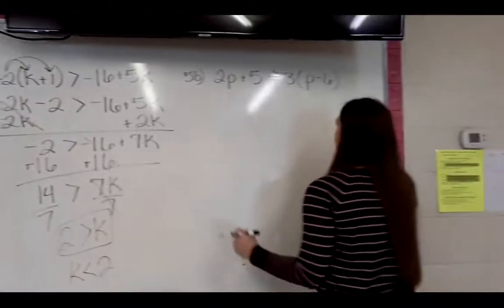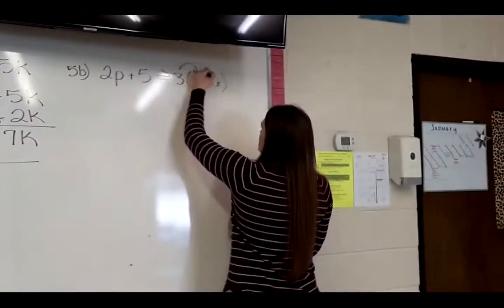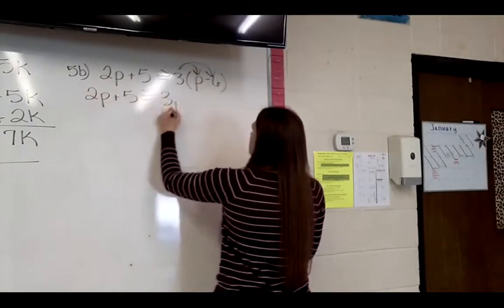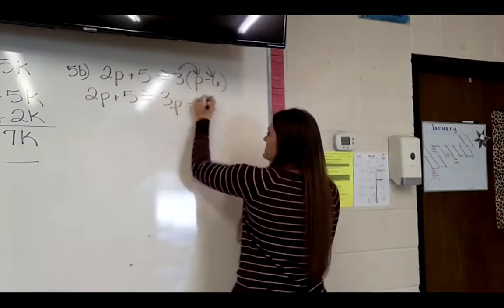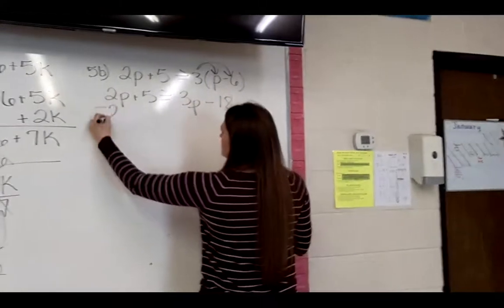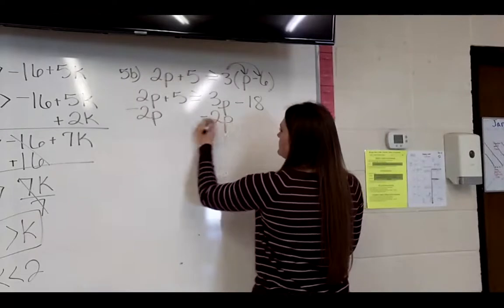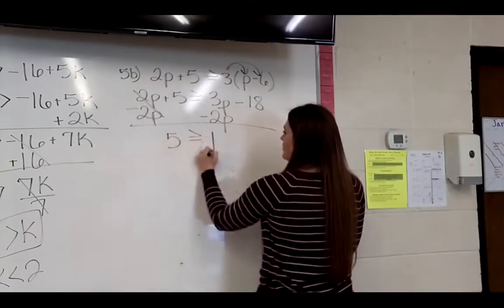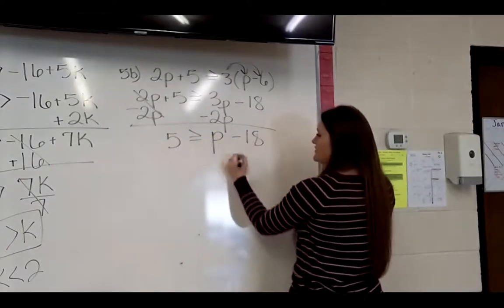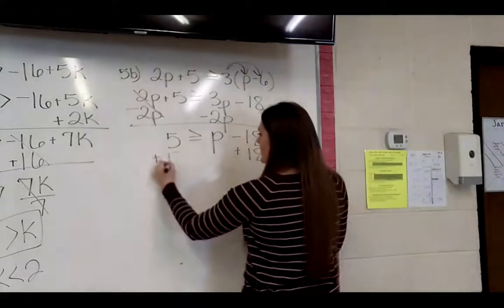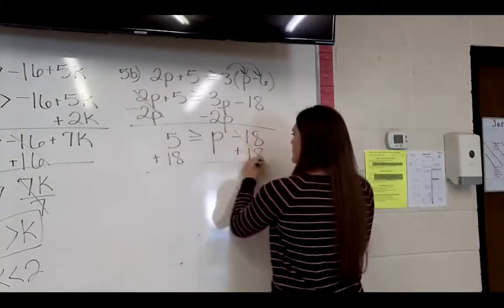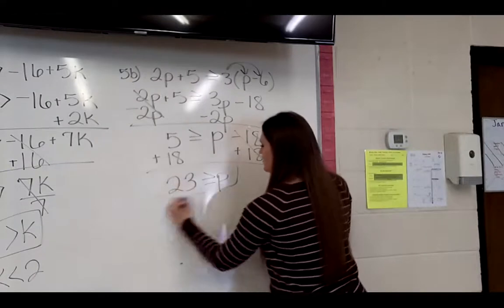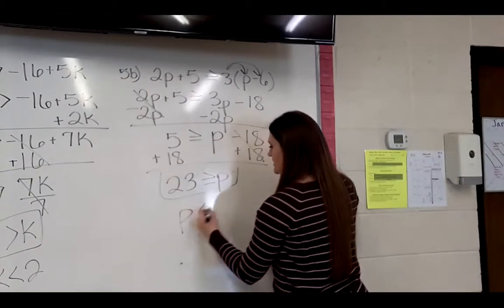Okay, looking at 5b, we've got to distribute this 3. 3p, 3 times negative 6 is minus 18. We've got to get our p's together, so I'm going to subtract that to the other side. 3 minus 2 is 1p. So all I have to do on this one is add 18 to the other side. That is 23 is greater than or equal to p, or p is less than or equal to 23.